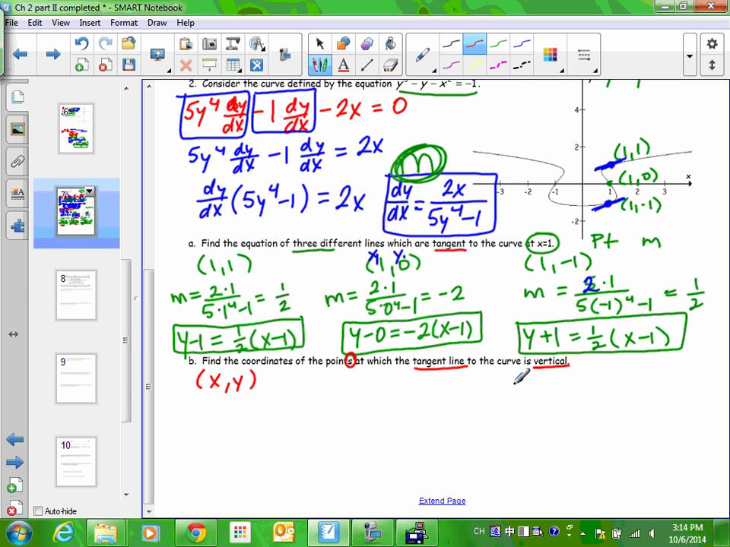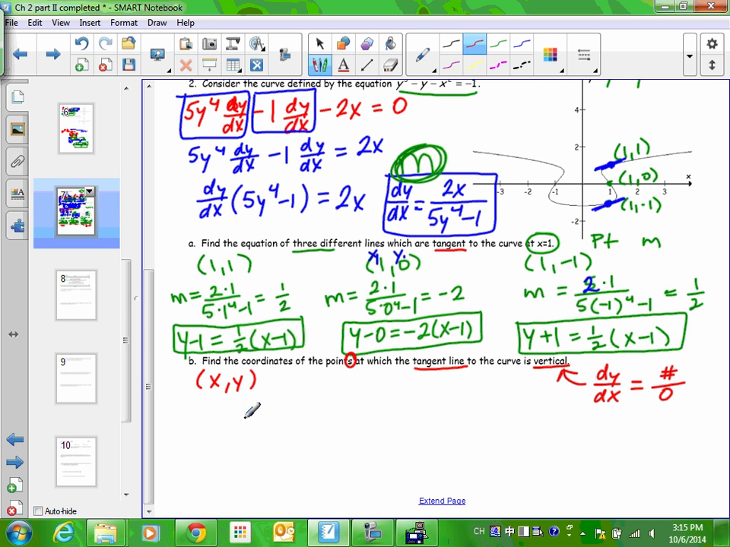Okay, so when you hear tangent, you need to think slope, you need to think derivative, and for vertical slope, what does that mean? The slope is undefined, right? So dy over dx should equal a number over 0. What if this had been horizontal? 0 over a number. That's horizontal, 0. This is vertical, so we're saying a number divided by 0.